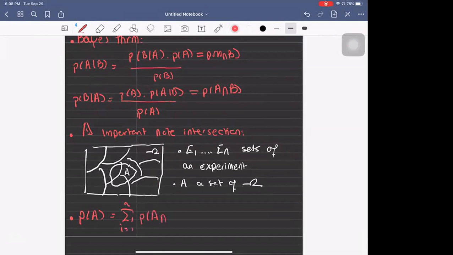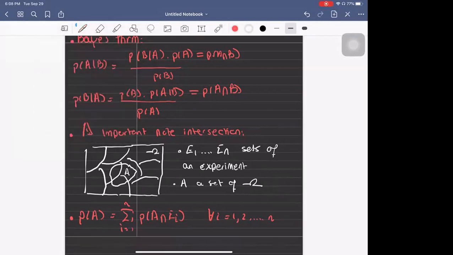The probability of A is going to be equal to the summation of the probability of A intersection EI for I equals 1 to N. So we have in our sample space defined E1 to EN, which are all events, and we also have an event A, and the probability of A is going to be equal to A intersect all the different events, E1 to EN.